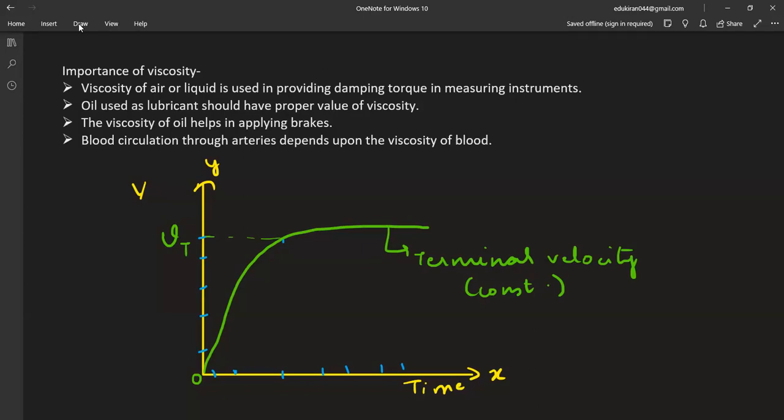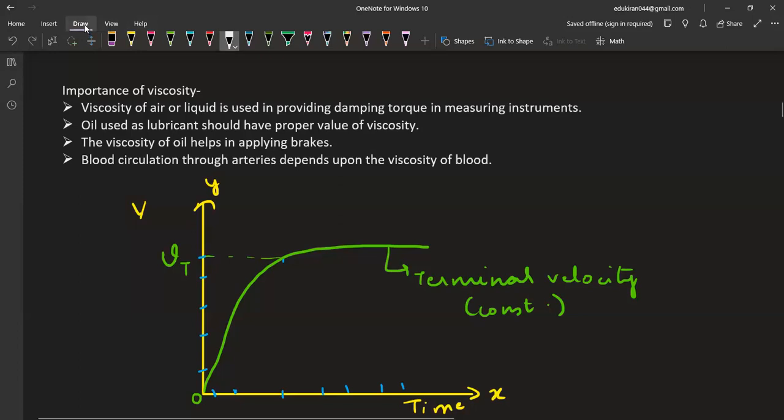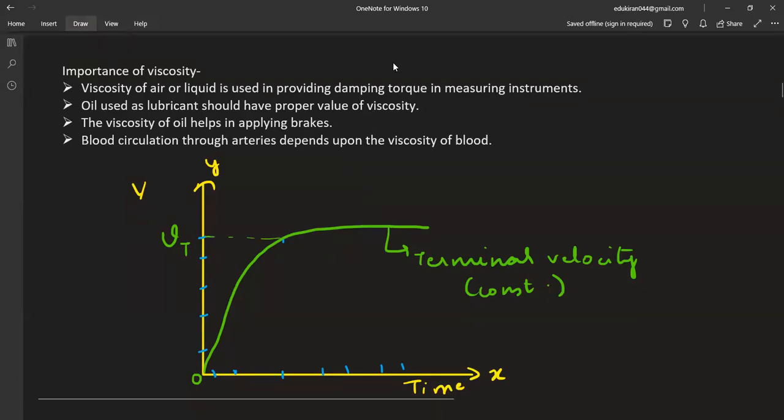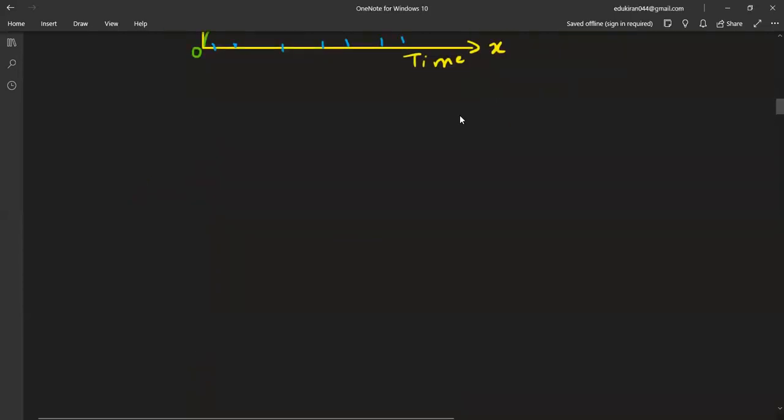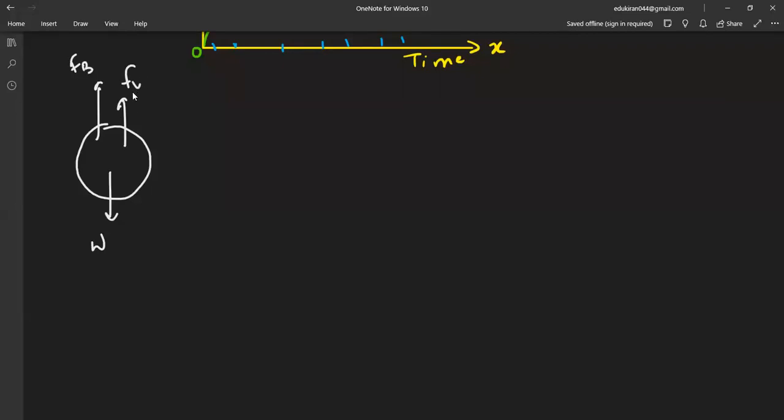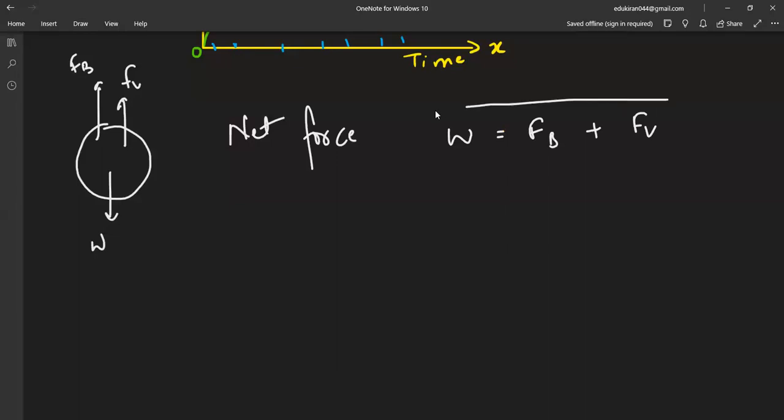Let us discuss now the derivation. I hope by now you all have written. If anyone is writing, please stop. As I told you already, weight is acting downwards, buoyant force is acting upwards, viscous force is acting upwards. When the terminal velocity situation arises, the main condition is that weight balances the buoyant force and the viscous force. This is the main reason why terminal velocity occurs.